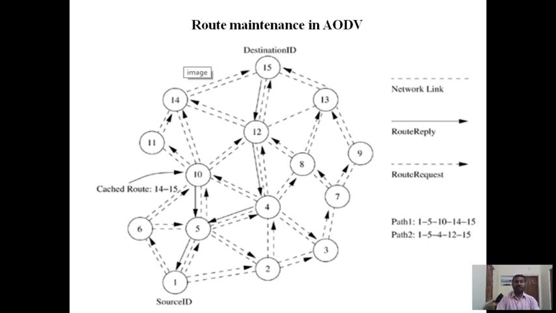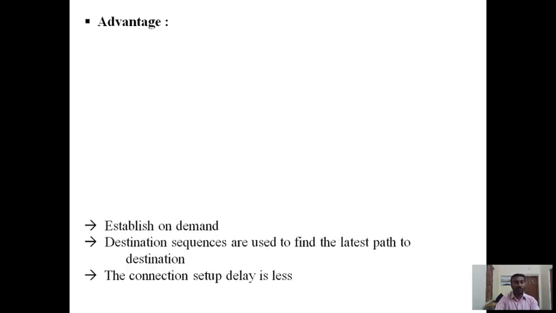So this is the route maintenance diagram in AODV, on-demand distance vector routing, in the same manner which we have followed in the dynamic source routing environment. Then advantages and disadvantages.